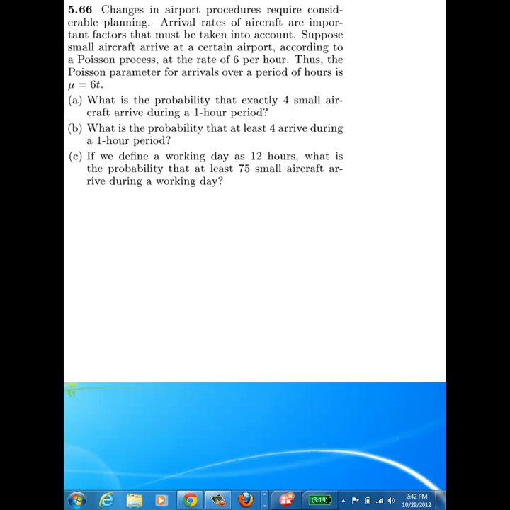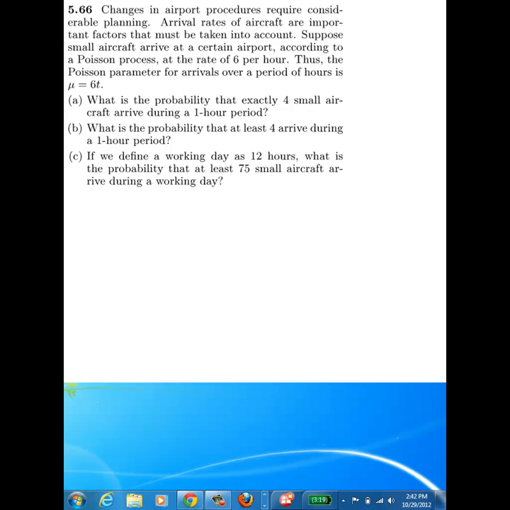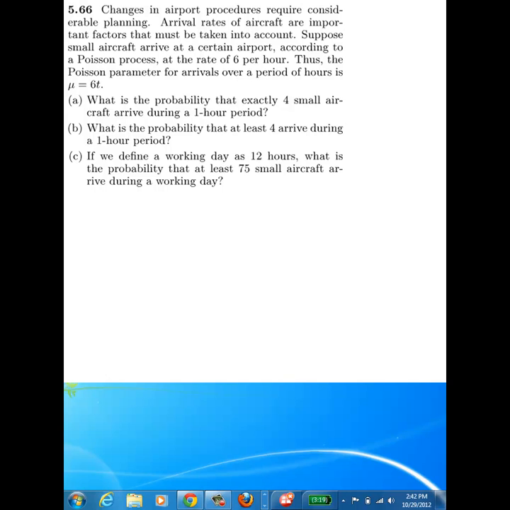So the most important thing about this Poisson type of problem is that you have to be careful with the time units. This is giving you the arrival rate in terms of hours, so you need to be sure that you're answering the question in terms of hours. If the question is in terms of minutes, you're going to have to modify your arrival rate. But in this case, there's no problem. You're looking at a 1 hour period, so we can solve this using our mean in hours.